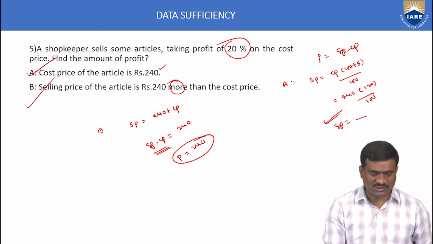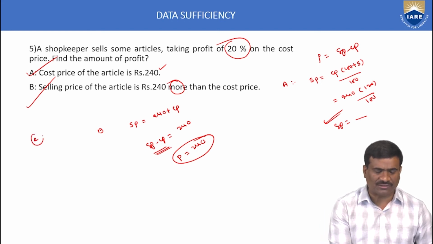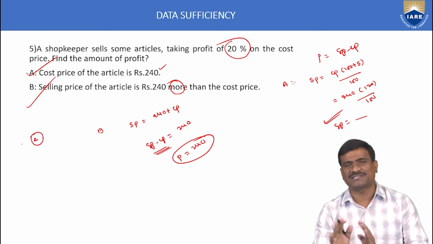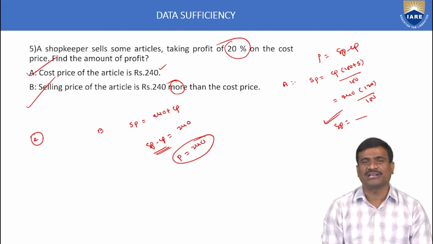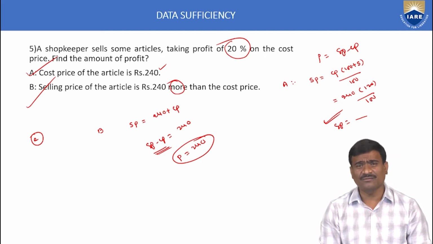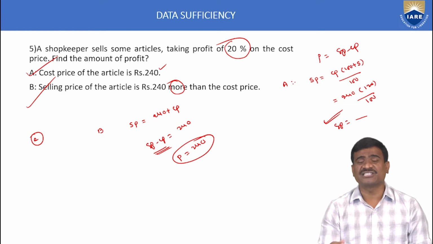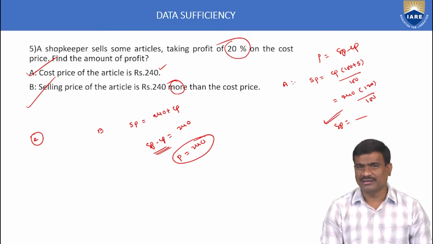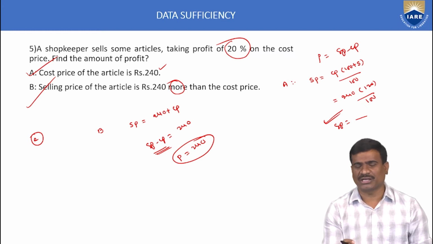A alone is sufficient and B alone is sufficient. Then the answer is either of the statements. Option E only is correct. Once more, the concept of the topic: profit and loss, an important topic in quantitative aptitude.